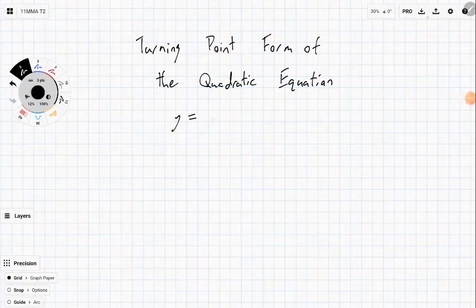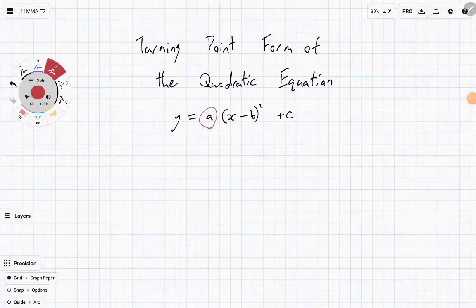Alrighty, so today we're going to be having a look at the turning point form of the quadratic equation. And what you'll notice is that it's got a constant out the front, like our previous form did, but it's also got these two elements here, which look a lot like our horizontal and vertical translations. And indeed, that's exactly what they do.